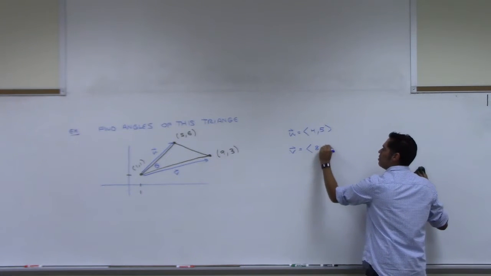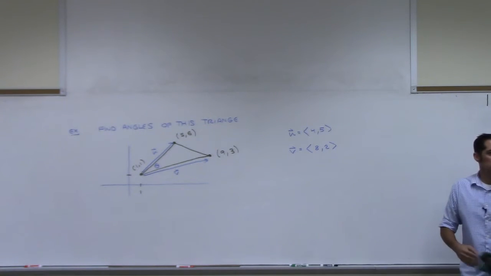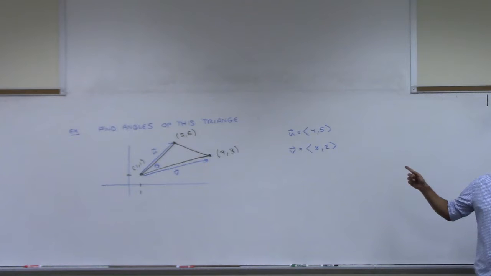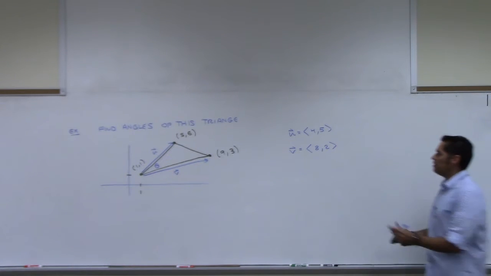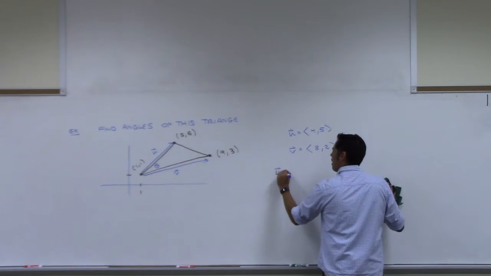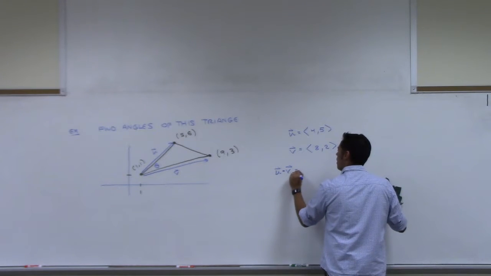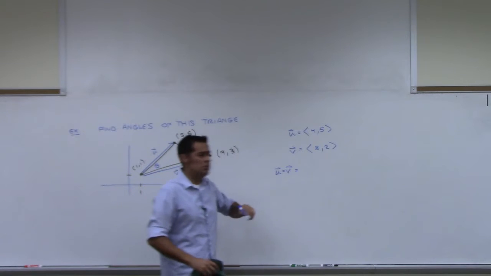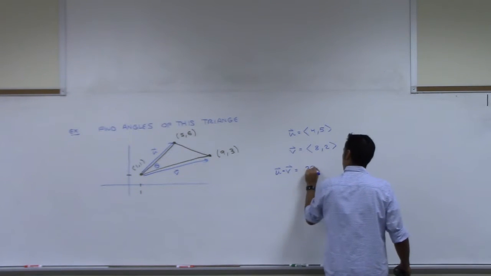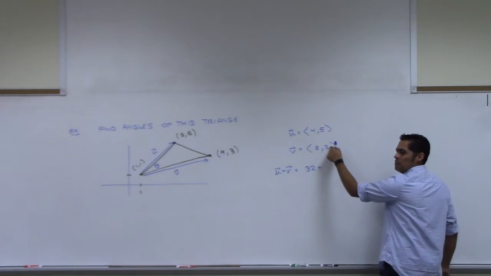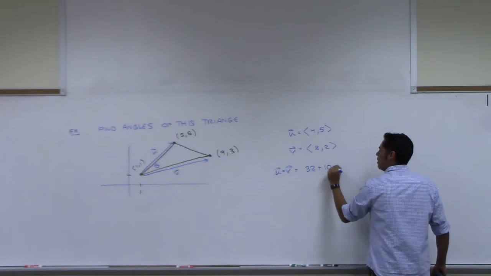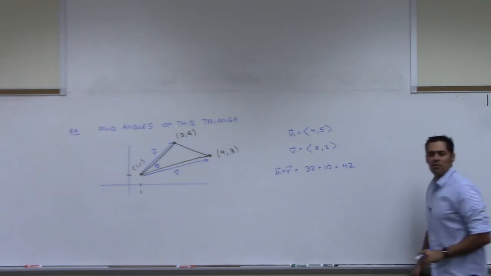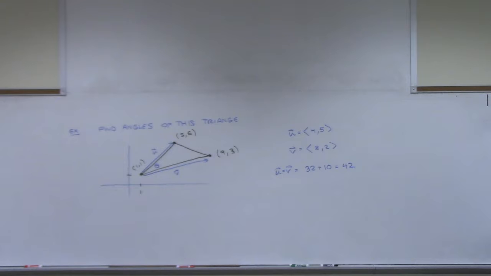8, 2. Good. We're going to need to know their dot product, aren't we? So let's go ahead and get the dot product now. Dot product is, you're going to do the x parts multiplied, so 32, plus the y's multiplied, 10, so 42. That's the dot product, right?